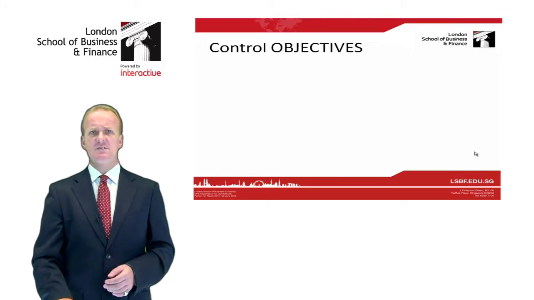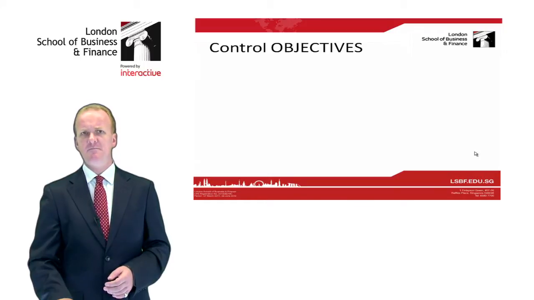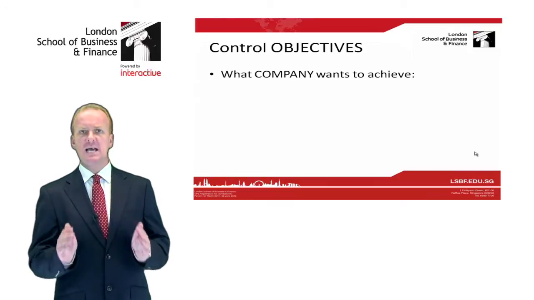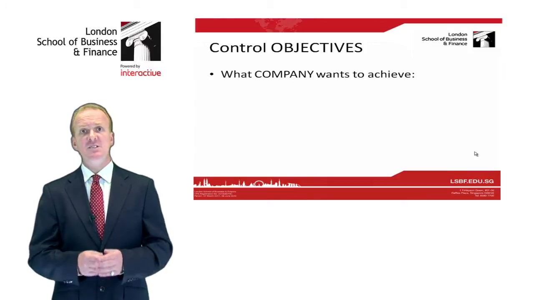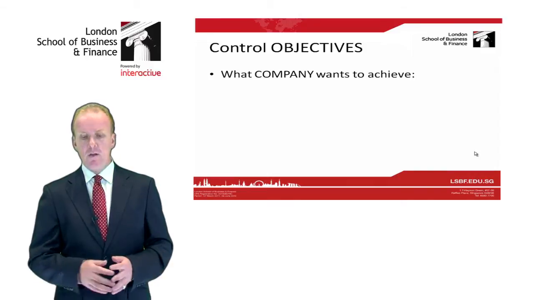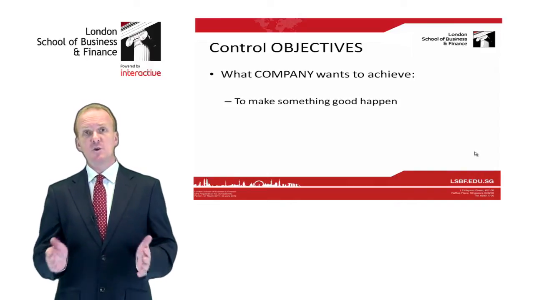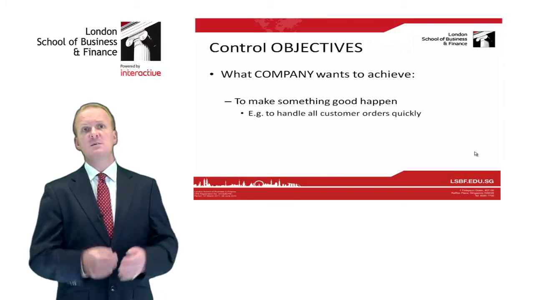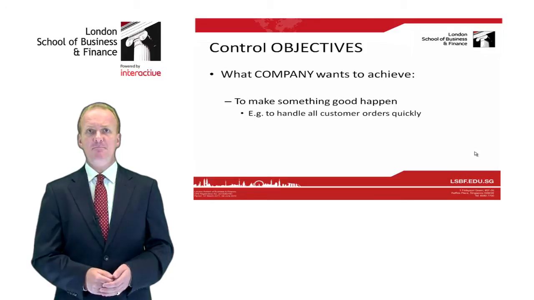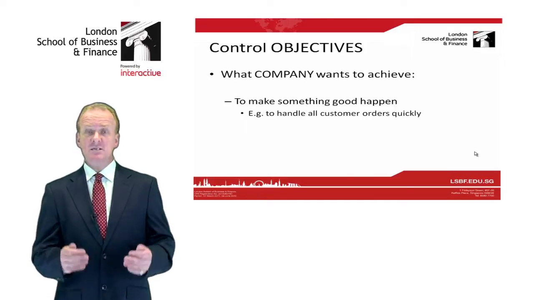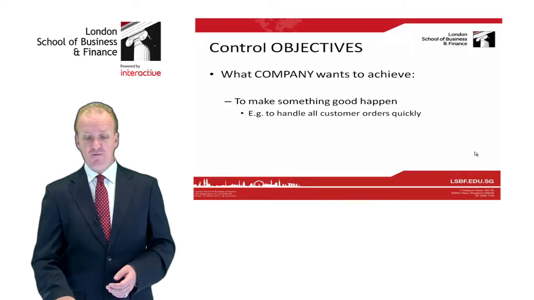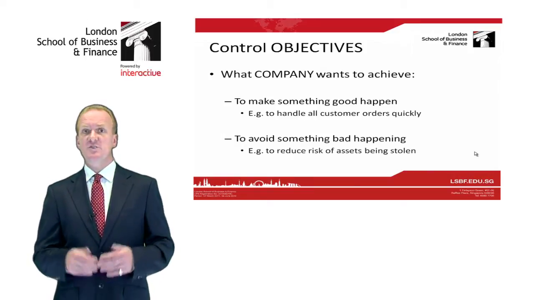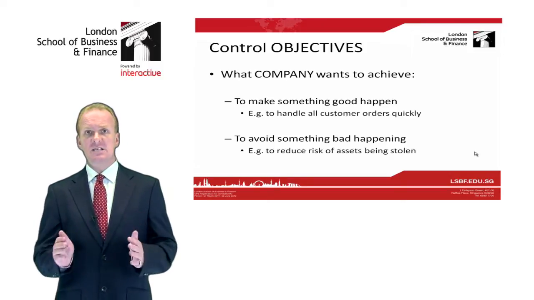Firstly, control objectives. So what is an objective? Well, an objective is your target or your aim, what you want to happen. And generally we can split this into two things. On the one hand, we want something good to happen. For example, making sure that we deal with all customer orders as quickly and efficiently as we can. On the other hand, sometimes our objective is to avoid a bad thing happening. So for example, businesses want to try to make sure that their assets are safe.